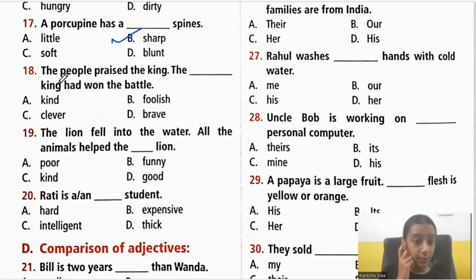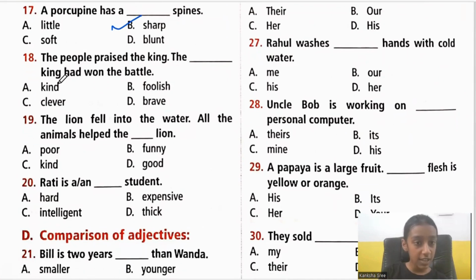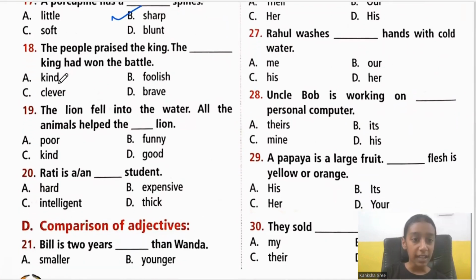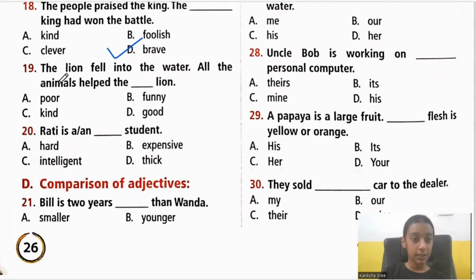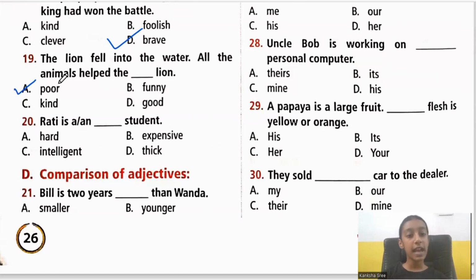Next. 18th one. The people praised the king. The dash king had won the battle. Kind king, foolish king, clever king, or brave king? It is option D, that is brave king. Next. The lion fell into the water. All the animals helped the poor lion, funny lion, kind lion, or good lion. It is poor lion. Option A. Next. Rati is dash student. Is it a hard, expensive, intelligent, or thick? Rati is an intelligent student. So it is option C.